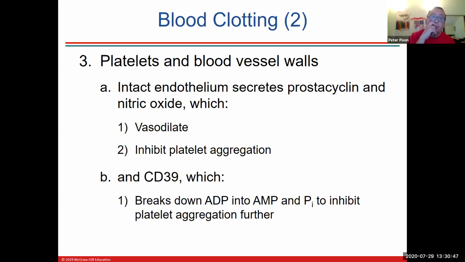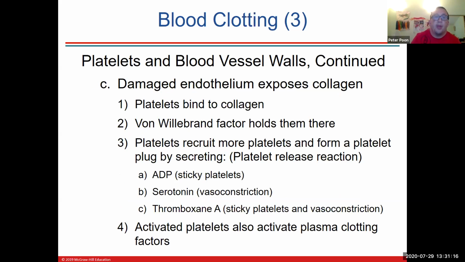The intact endothelium constantly produces nitric oxide and prostacyclin, which causes vasodilation of the capillary and prevents platelet aggregation. The last thing you want is a bunch of platelets sticking together, because they trigger other stuff. Having platelets together will trigger clots. So that's the last thing you want to do. When you damage the endothelium, it exposes the collagen.